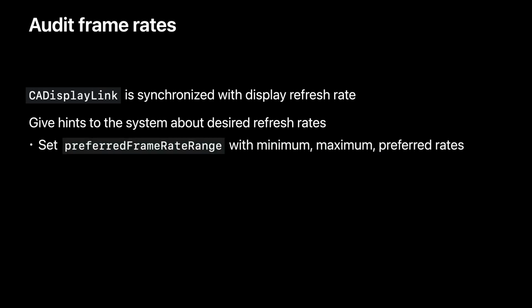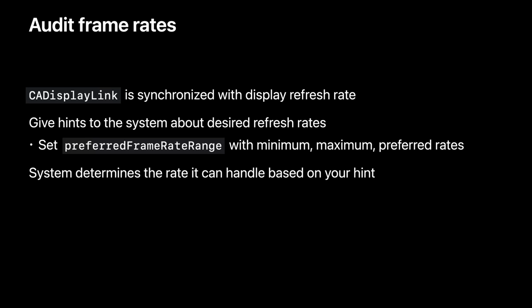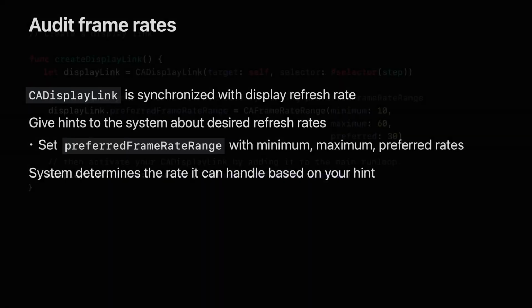Your app can give hints to a CADisplayLink object about the desired screen refresh rate. Set the preferred frame rate range of a CADisplayLink and specify your minimum, maximum, and preferred frame rates. Display Link will then choose the nearest available frame rate to your preferred rate based on what the system can handle. If it cannot provide that rate, it will try to stay within your specified range.